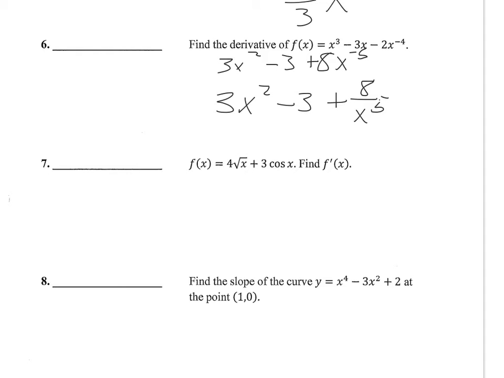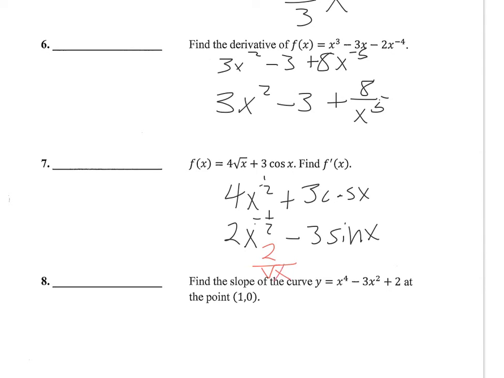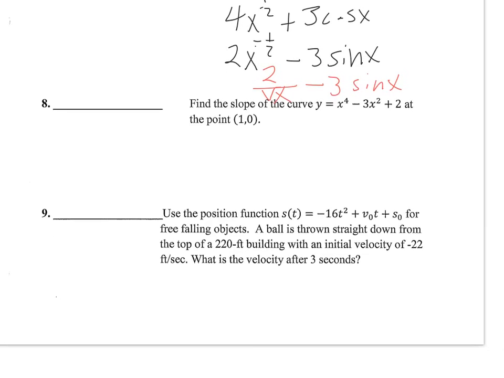Okay, let's go down here to number 7. Change that to a power, so we have 4x to the 1/2 plus 3 cosine of x. Alright, derivative of that is 2x to the negative 1/2, and then minus 3 sine of x, like that, and just fix that power. So let's say we have 2 over the square root of x minus 3 sine of x. Okay, not going to go too wild again trying to fix that. Let's go to the last two here.